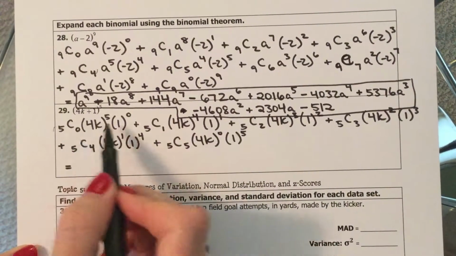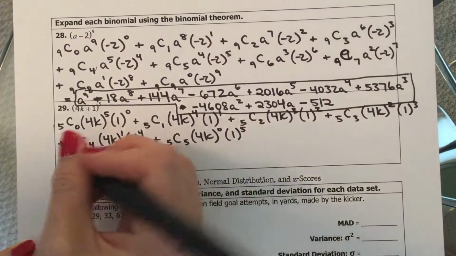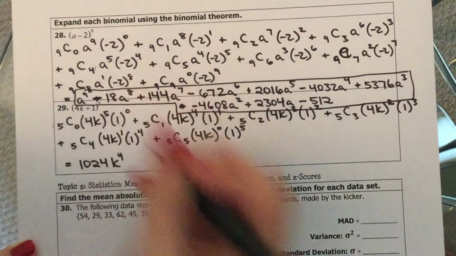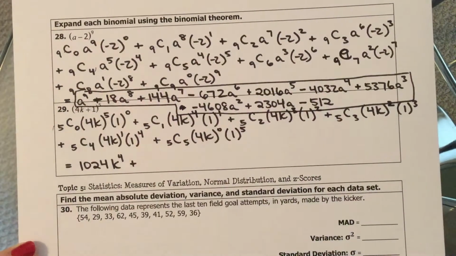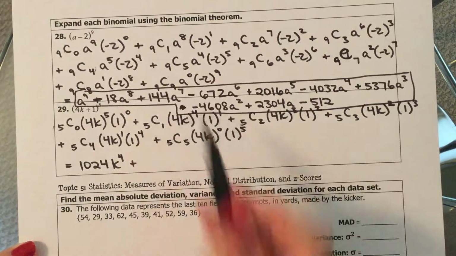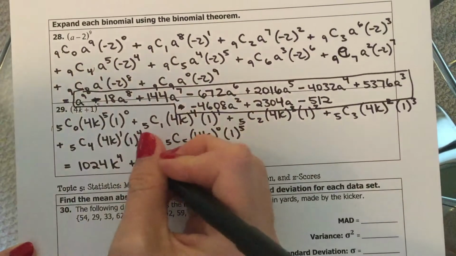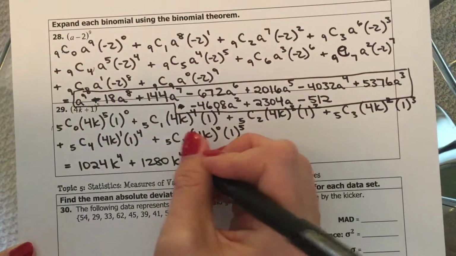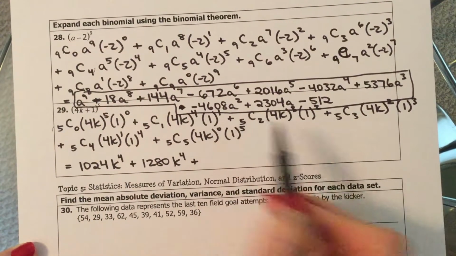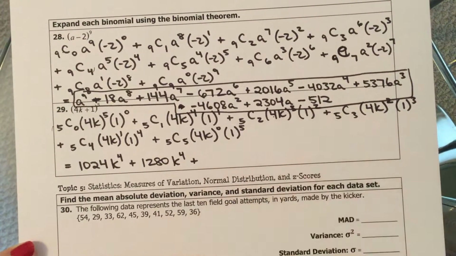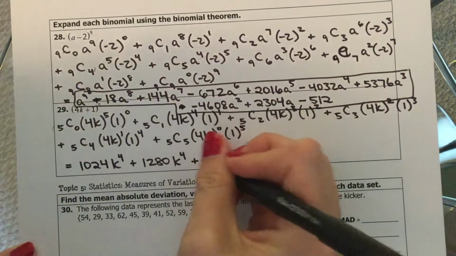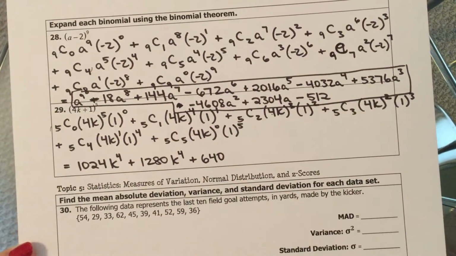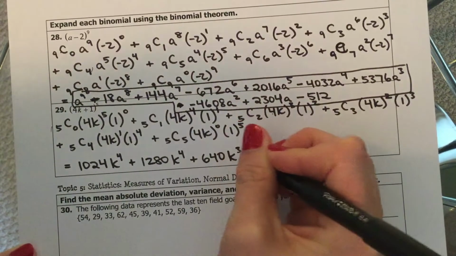This one, 5 choose 0 is 1, 4k to the 5th. Remember, you have to raise 4 to the 5th power as well. It's 1024, k to the 5th, and then just times the 1. Plus 5 choose 1 is 5, and then 4 to the 4th power is 256. So we end up with 1280, k to the 4th times 1. Plus, we have 5 choose 2, 4 to the 3rd, k to the 3rd. So you multiply those together. We end up at 640. 5 choose 2 is 10, and then 4 to the 3rd is 64 times k to the 3rd.